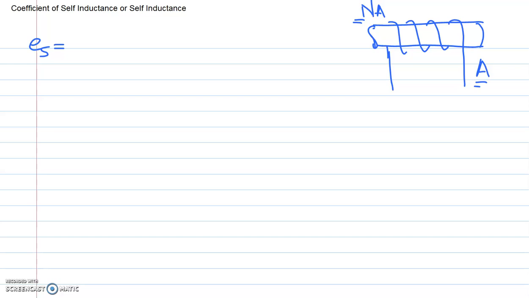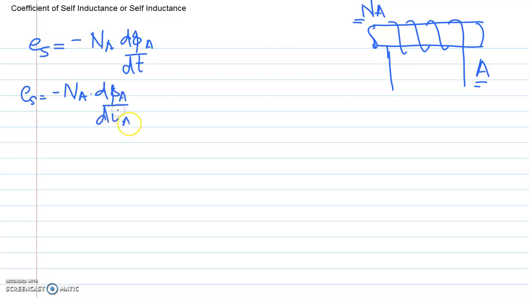So that is nothing but Es equal to minus Na into d phi A, the flux linking with the coil A, divided by dt. We can rewrite this equation as minus Na into d phi A by dIa into dIa divided by dt, where Ia is nothing but the current flowing through this coil A.